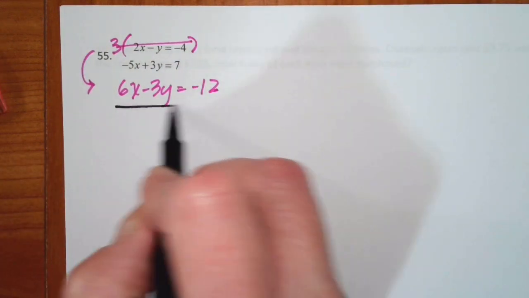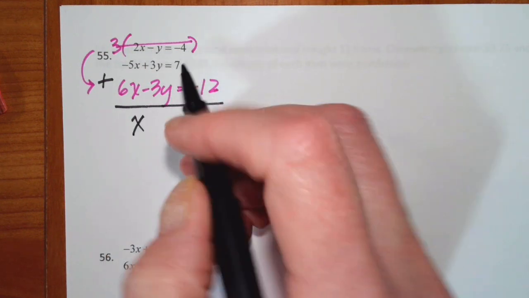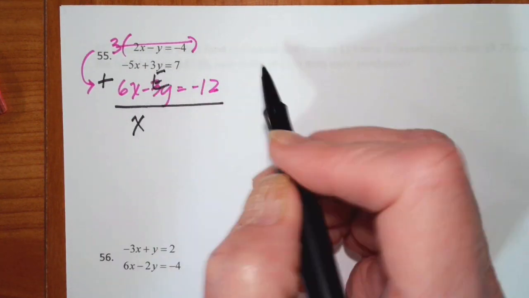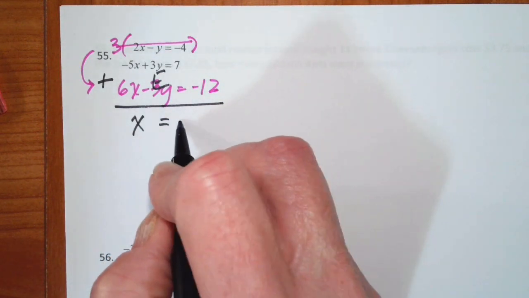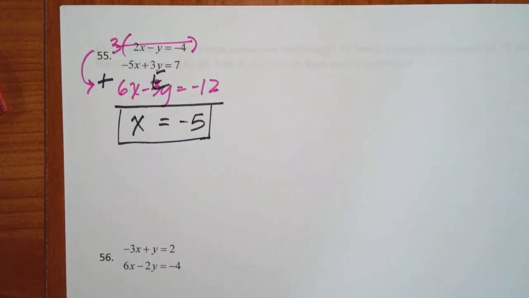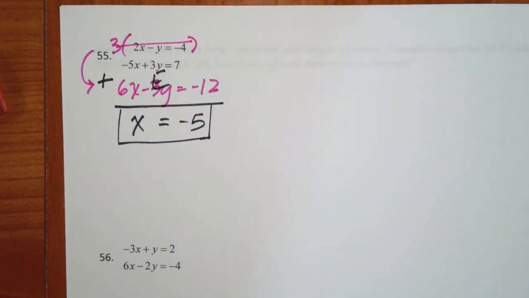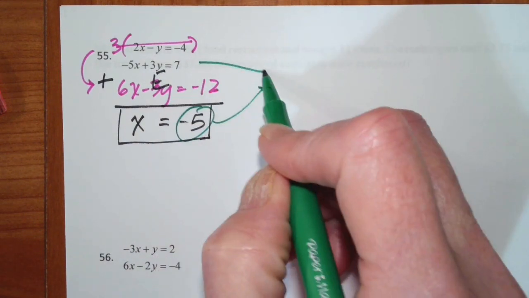So now if I add these together, negative 5 plus 6 gives me 1x. My y's are eliminated. 7 plus negative 12 is negative 5. So that was pretty easy. I've got my x value. So now I'm going to use one of my other equations. I'll use my negative 5, and I'll use this.